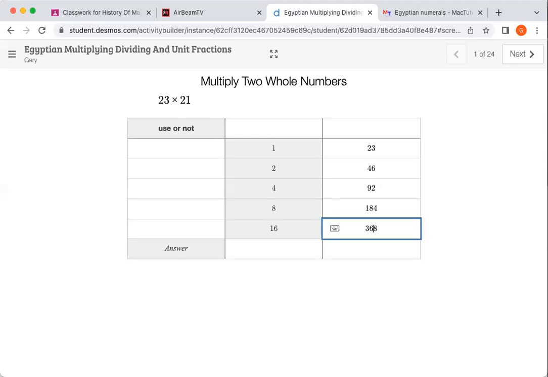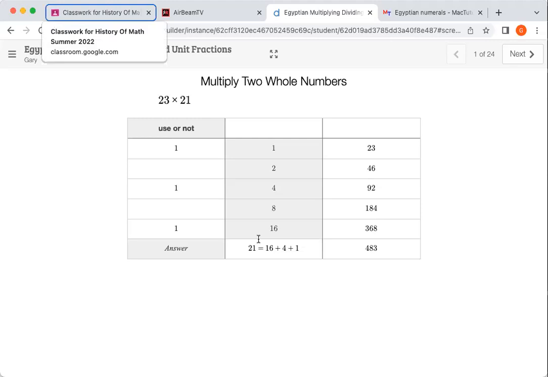And then my thought was that over here in use or not, I would put some kind of symbol, like an asterisk or something. That came out like a really small asterisk. Why don't we just put a number 1 there? 1, yes, I'm using it. This was my thought for this thing. And over here in the answer, you could write 21 equals 16 plus 4 plus 1. And then over here, 483. That was my thought for this.